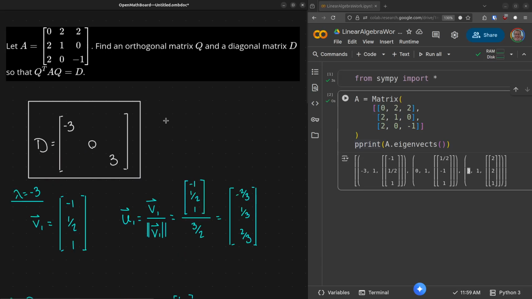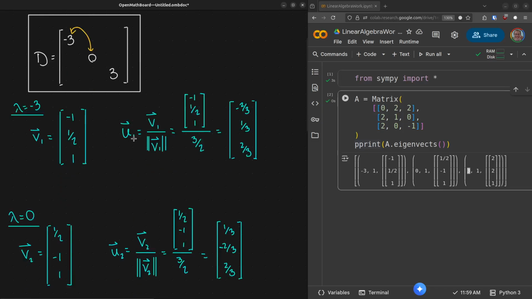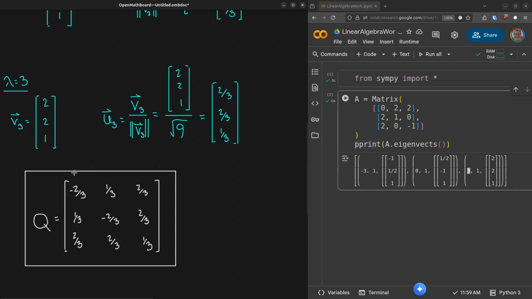I do want to point out that the answer is not necessarily unique, just like when we did diagonalization more generally. The entries in the diagonal matrix have to be the eigenvalues of the matrix, but it doesn't actually matter what order you put them in. I could, for example, swap these two eigenvalues. Okay, but if I do that, I would also have to swap these two columns because I want the eigenvectors in Q to correspond to the eigenvalues in the diagonal matrix D.